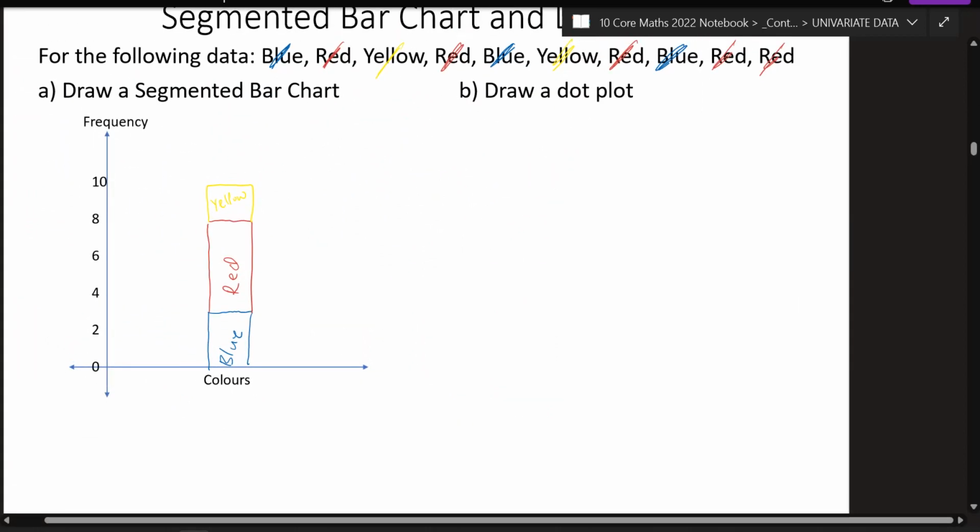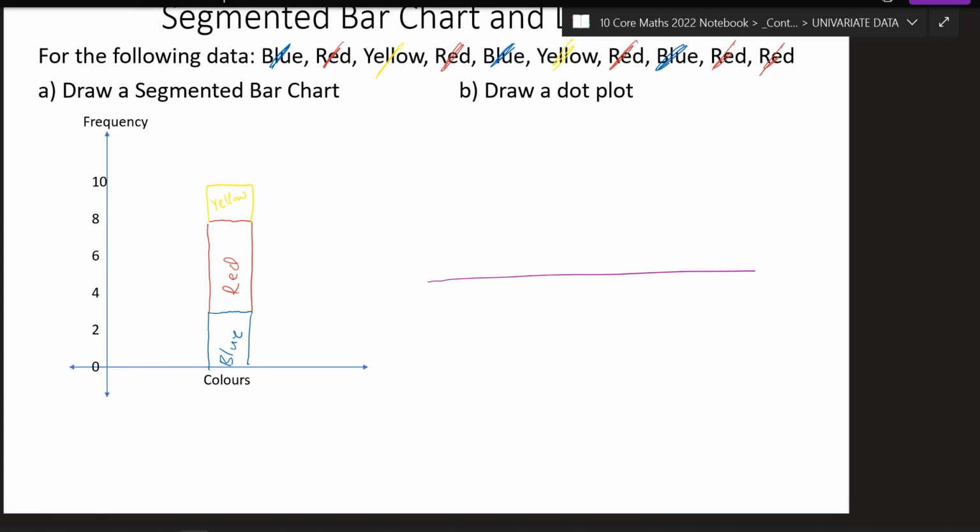And now the last one is draw a dot plot. For your dot plot, what you want to do is draw a line like that, just a horizontal line. Really easy. And then on the bottom, you want to write your variables. So you've got blue, then you've got red, and then you've got yellow. And it's a dot plot, so all you're doing is drawing dots of how many of each.